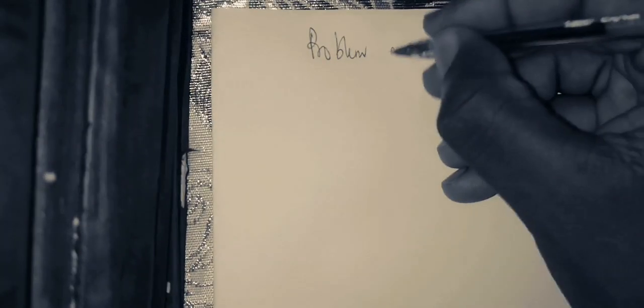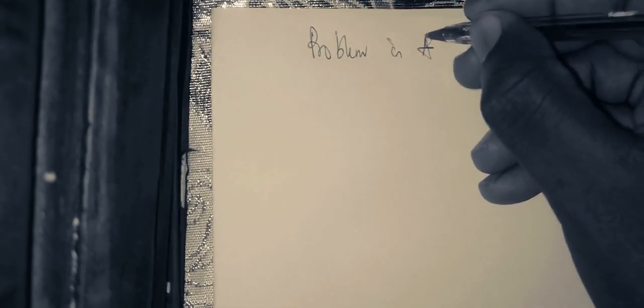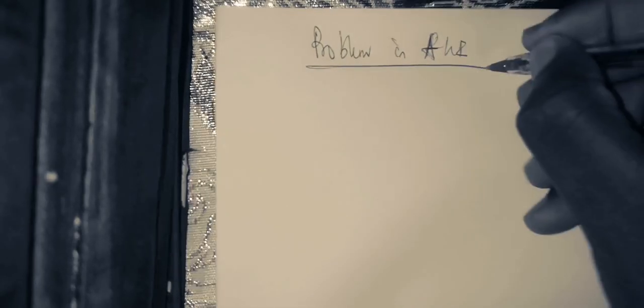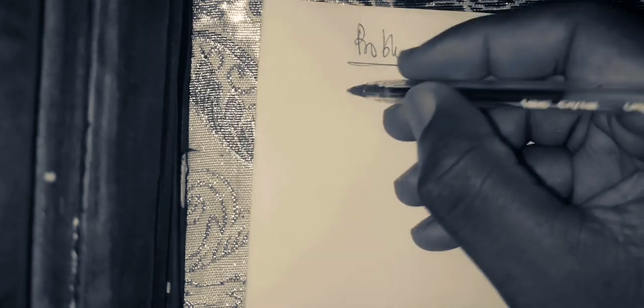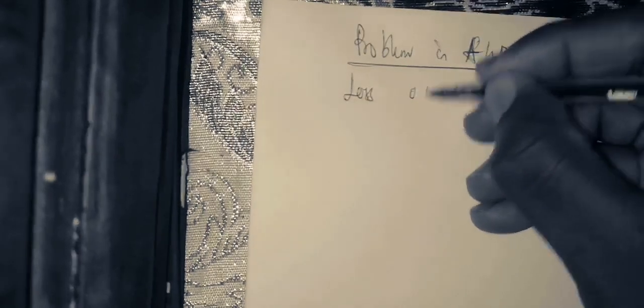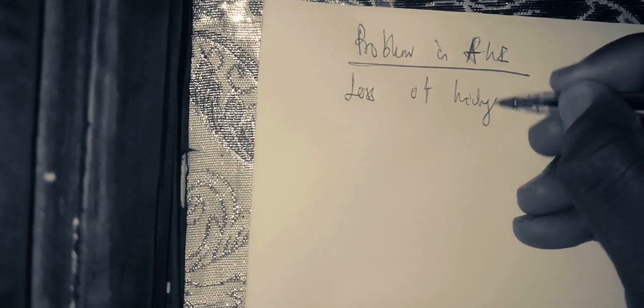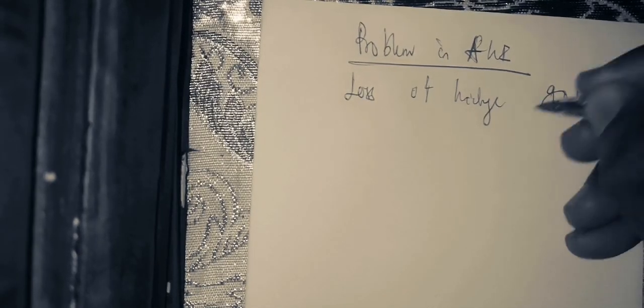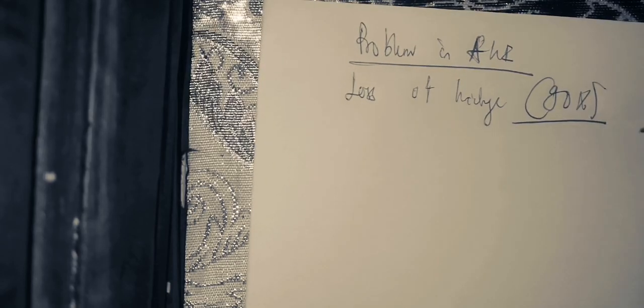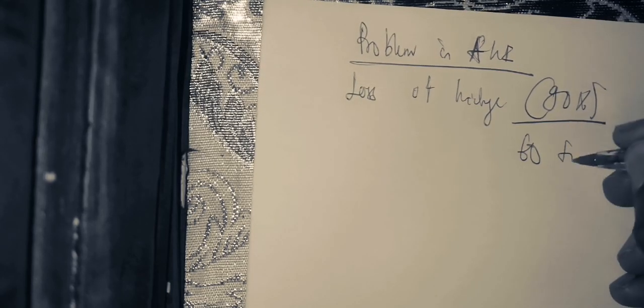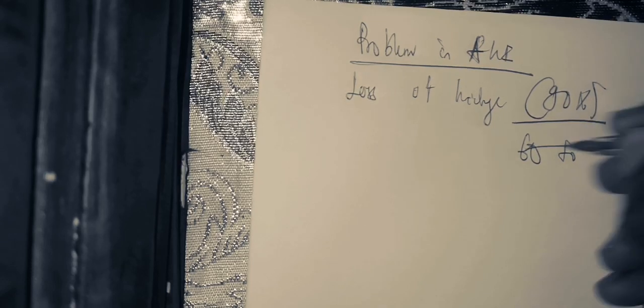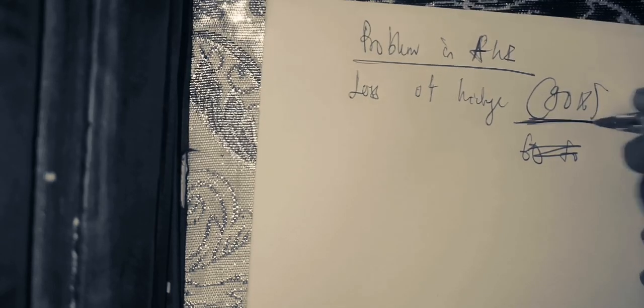So the problem in acute kidney injury first. So what is the problem in acute kidney injury? In acute kidney injury, you need to know that the problem is that you have loss of kidney functions, at least 90% loss of kidney function. It can be 60 to more than, it has to be 90% loss of kidney function.